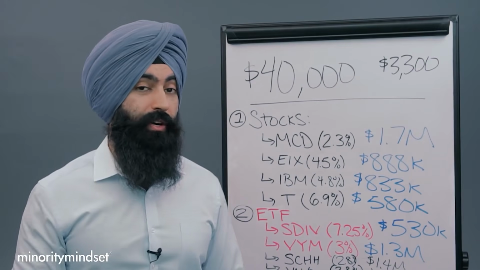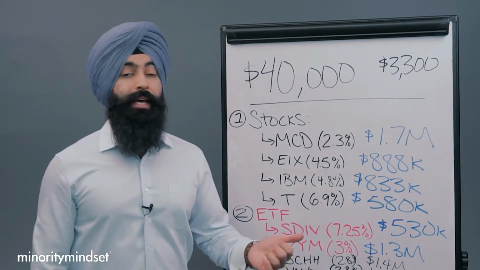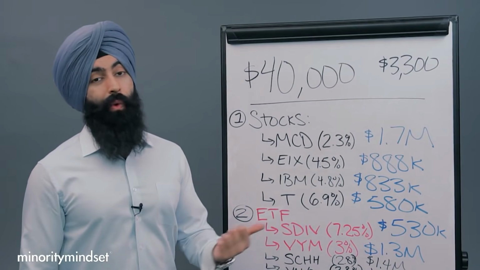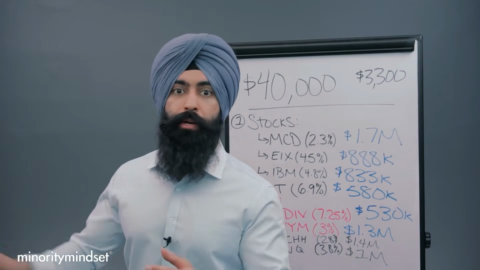The second thing that you want to make sure you understand are taxes, because now when you make this dividend income, it's taxable. The IRS is always going to want to get their cut when you make money. The way I want you to think of it is like a machine printing money.